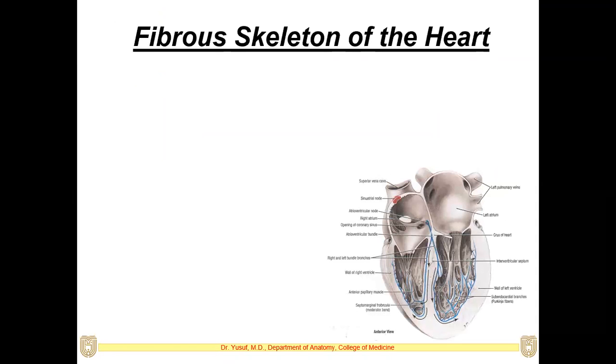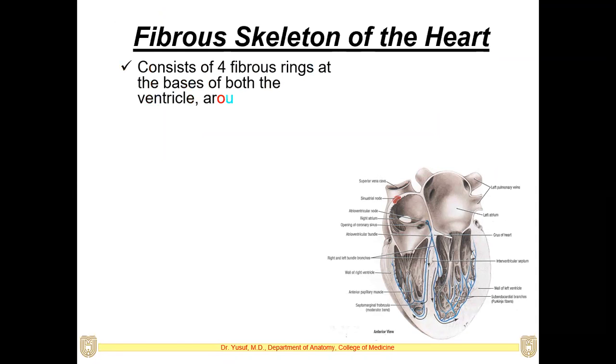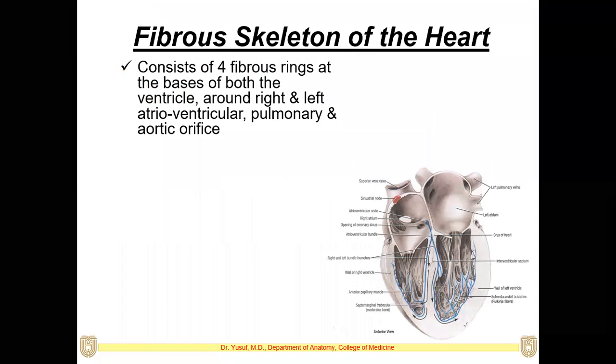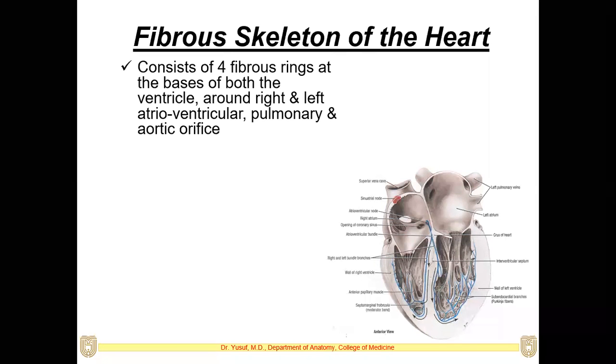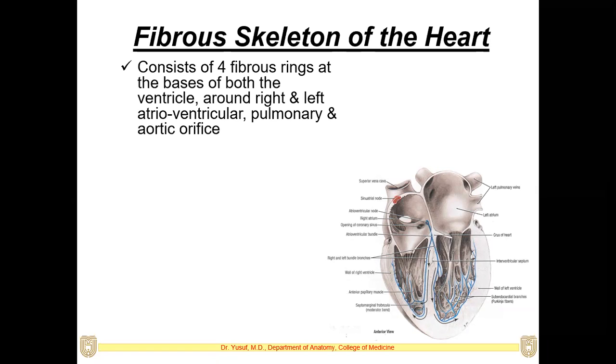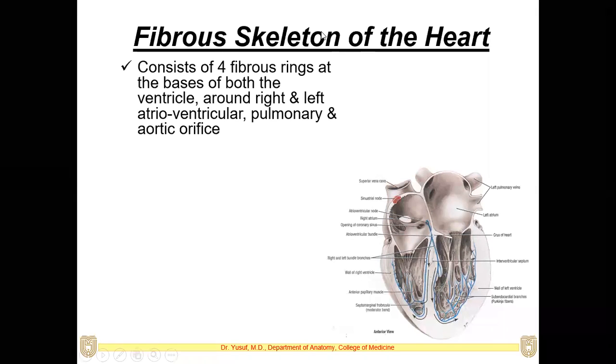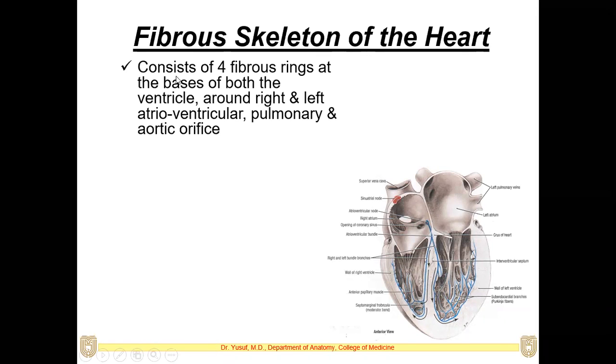To begin with, we'll first discuss the fibroskeleton of the heart. So what is this fibroskeleton? As you know, every structure has a skeleton, as we ourselves have a skeleton, which gives the shape as well as the contour to the body. Similarly, even the heart has a skeleton, but it is fibrous in nature. It is not bony, but it is fibrous. That's why it is called the fibrous skeleton of the heart, because there are no bones in the heart, only fibrous skeleton. It consists of 4 fibrous rings at the bases of both the ventricles.